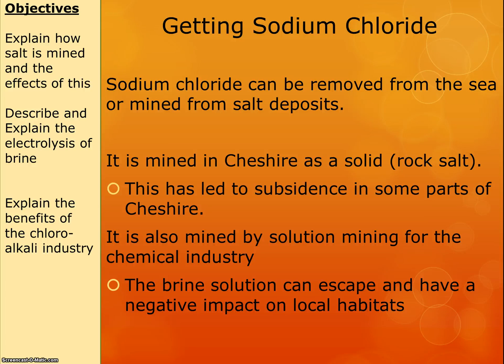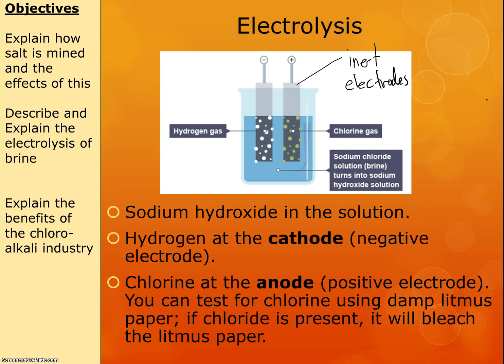And the other way that we can get sodium chloride is from what we call solution mining. So basically we get salt water or brine, and then we do some chemical reactions to get the salt out of it, or the sodium hydroxide or the chlorine. Now, the downside to that is that the brine can escape, and if it does and it gets into local habitats, it can have negative effects. Basically, it can just damage the wildlife and the plants that are growing there.